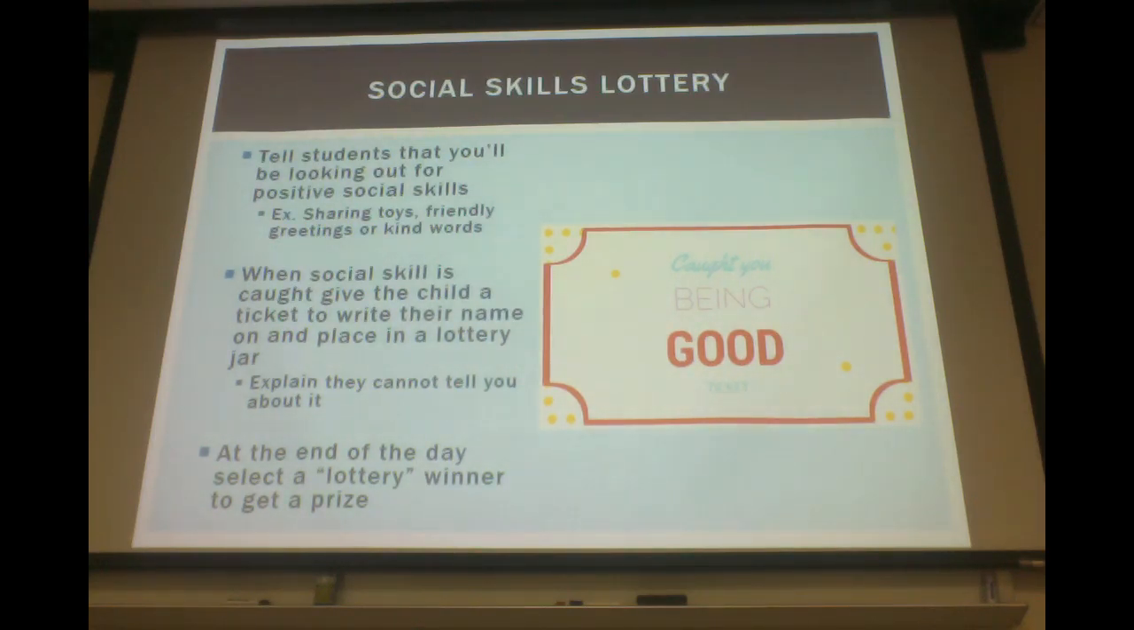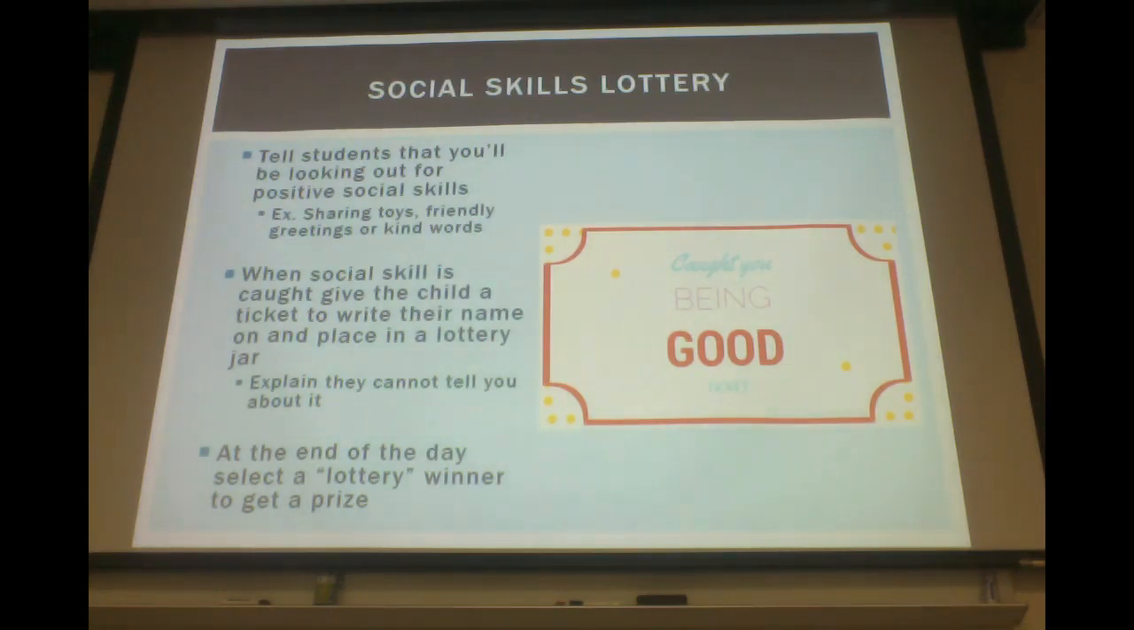And then when you catch a child doing the social skill, you can have the child write their name on a ticket if they're able to do that, or you can write their name and give it to the child, giving a one-on-one acknowledgement of the fact that you saw them show this social skill, and then they can place it in the lottery jar. So it gives it two different dimensions. One, you're giving them the one-on-one attention for doing something good, and two, they get the reinforcement of placing it into a jar or a shoebox, whatever you feel is best for your class, in order to pull it out at the end of the day.